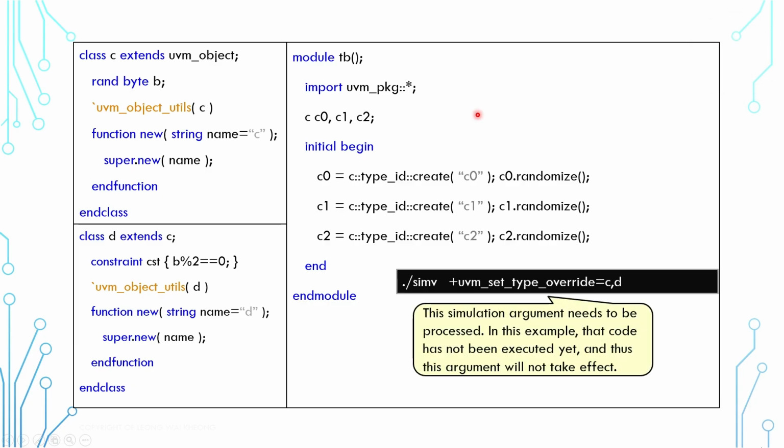First, I recommend going through the UVM Hello World video. Once you go through that, then you understand this is not the best way to learn UVM. In this example, there is a simulation argument. This argument needs to be processed by a code, and that code has not been executed in this example. So even though this is a legitimate simulation argument, it would not be taking effect.